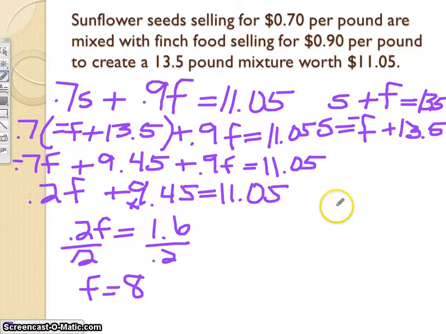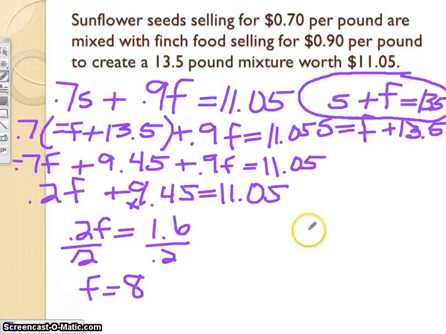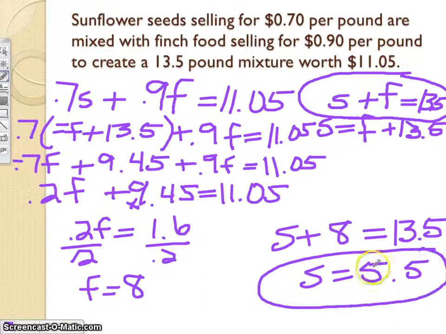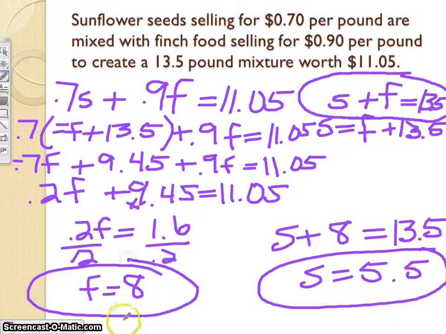To find out the sunflower seeds, we need to substitute it back. I would choose this one up here. So S plus 8, now that we know what F is equal to, 13.5. Subtract 8 from both sides and we know that S is equal to 5.5. 5.5 pounds of sunflower seeds, 8 pounds of Finch seeds.